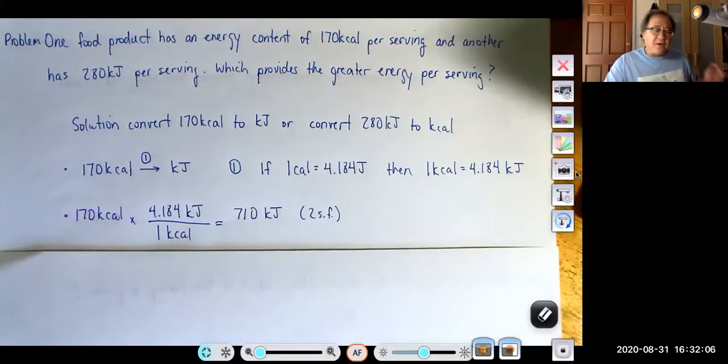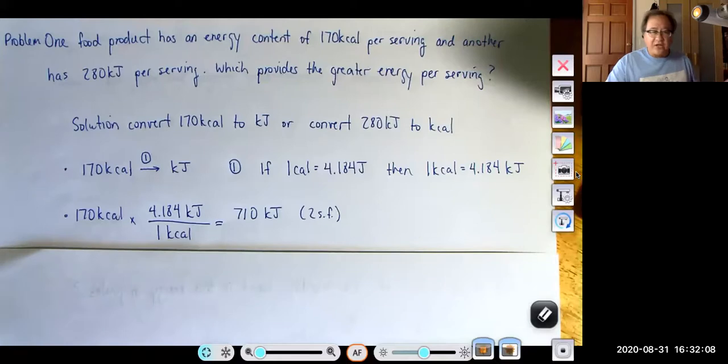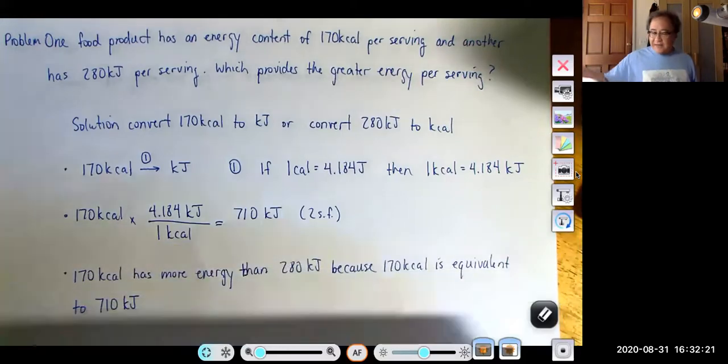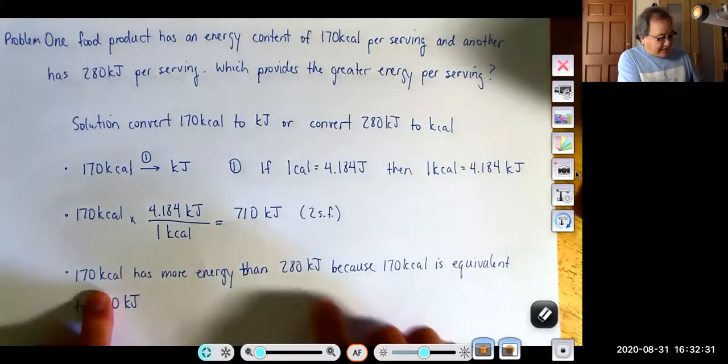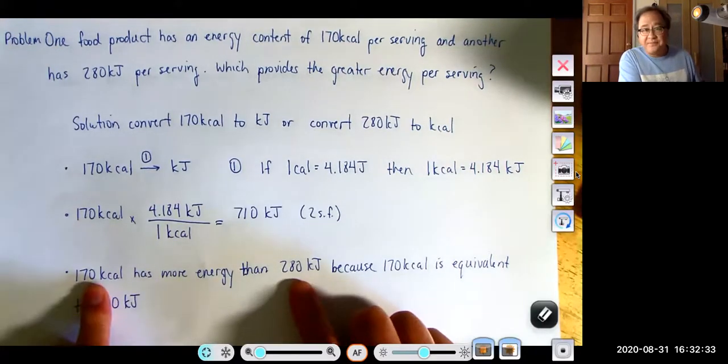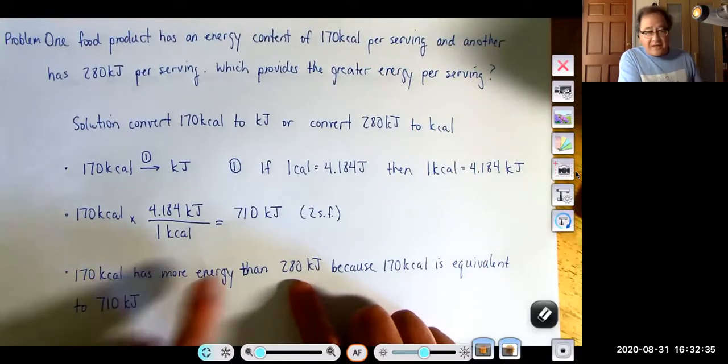Now, if you left a question like this on a test and thought you were done, you would not get full credit for this. The question is, which provides greater energy? You're not supposed to leave me guessing. Here's what you would need to complete the question. 170 kcals has more energy than 280 kilojoules because 170 kcals is equivalent to 710 kilojoules. You would have to explicitly say that this was more than this and not leave me to figure it all out, okay?